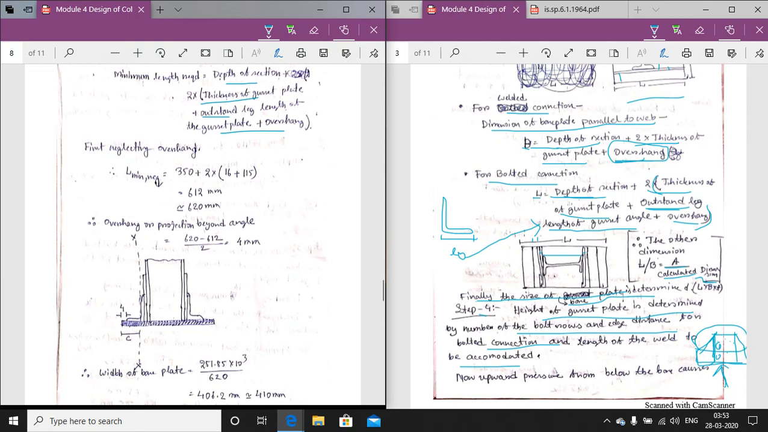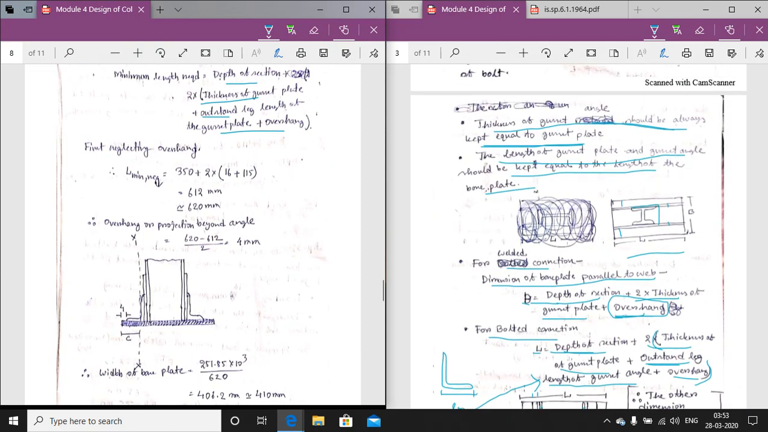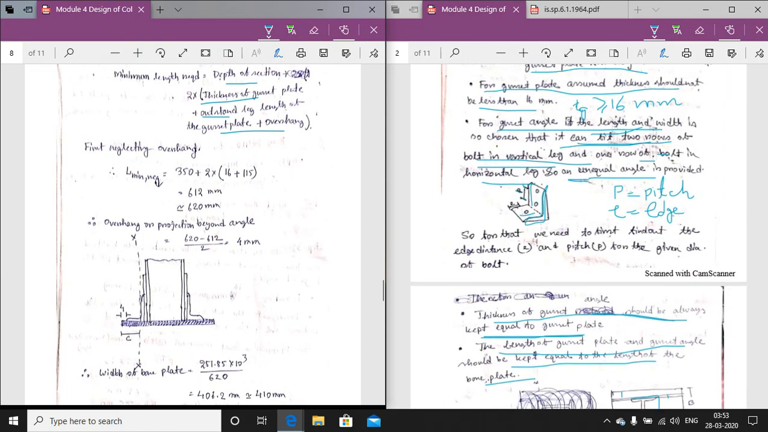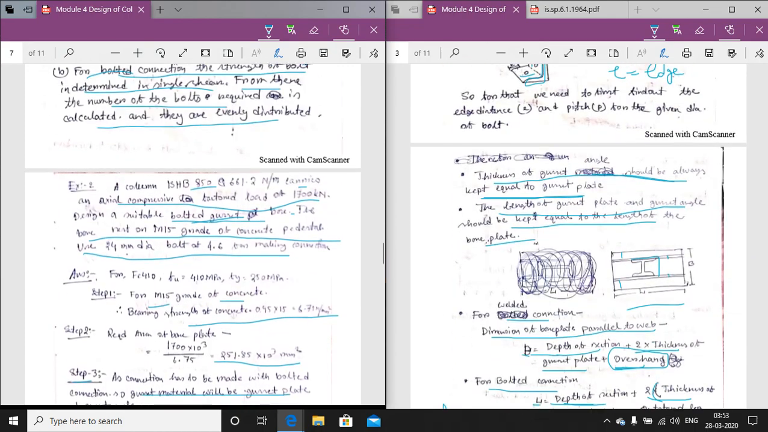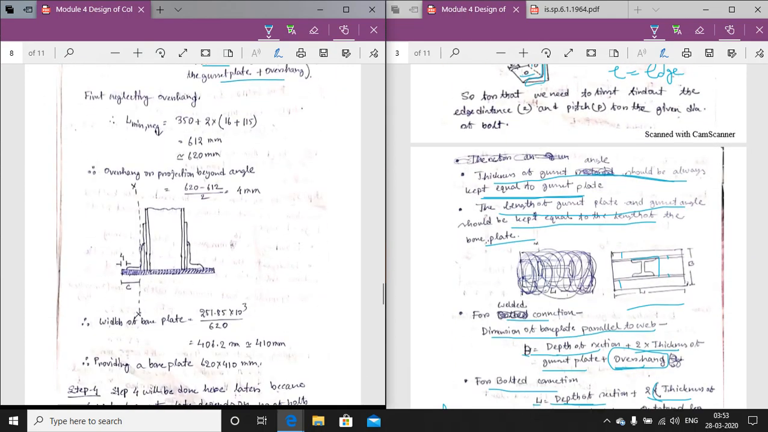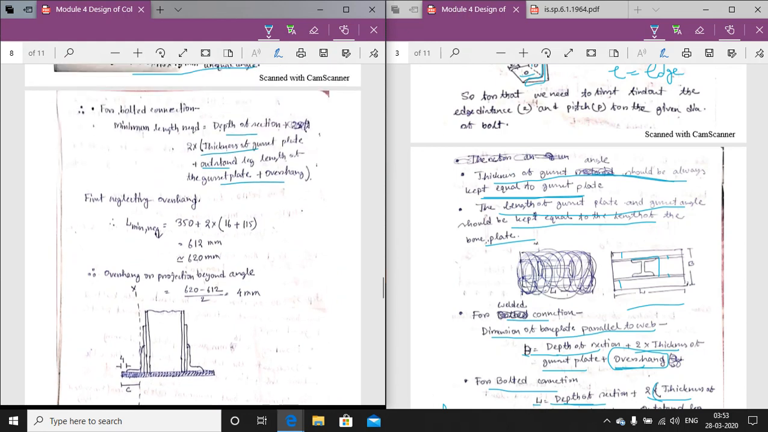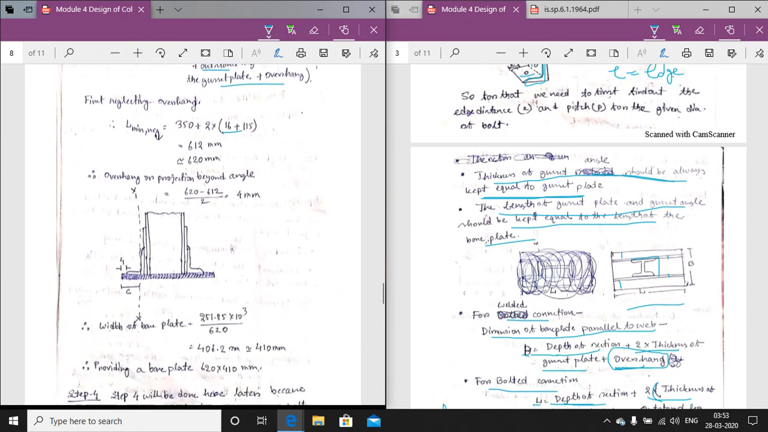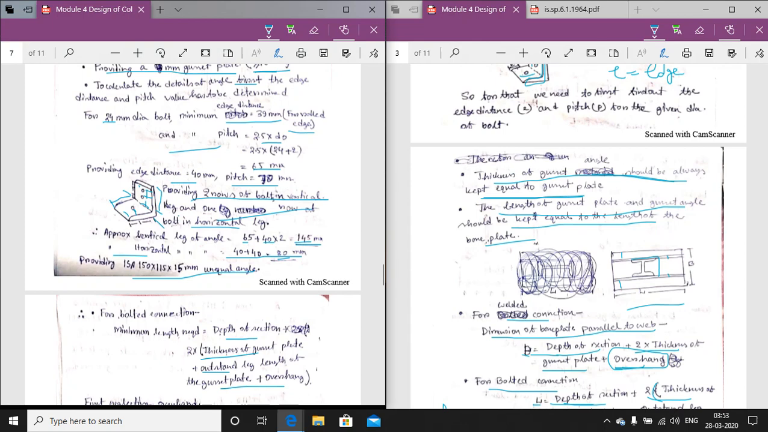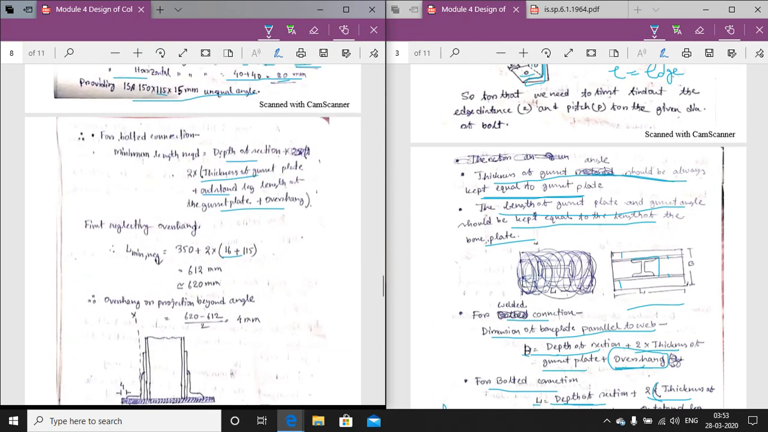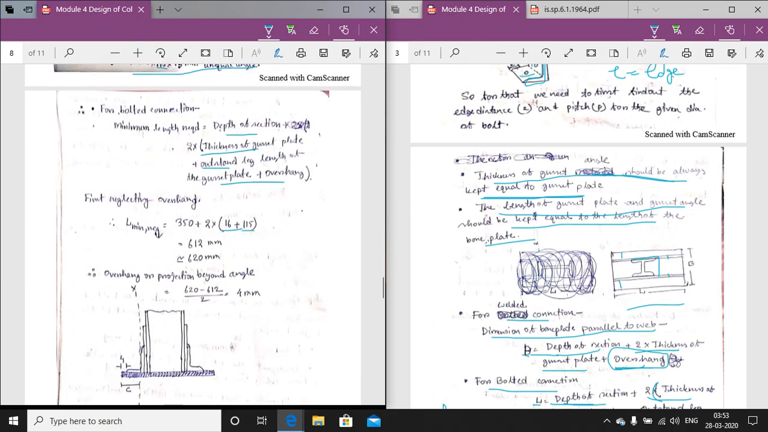So the depth of the section, that is the depth of the column, which is ISHB 350. So depth of the column 350 plus 2 into the thickness of the gusset plate 16 plus the outstand leg length of the gusset plate. Now what is the outstand leg length of the gusset plate? In this case, this is the outstand leg, this is 115. So 115 is the outstand leg length. So it is coming to 612 mm. Taking it as 620 mm as the required length.